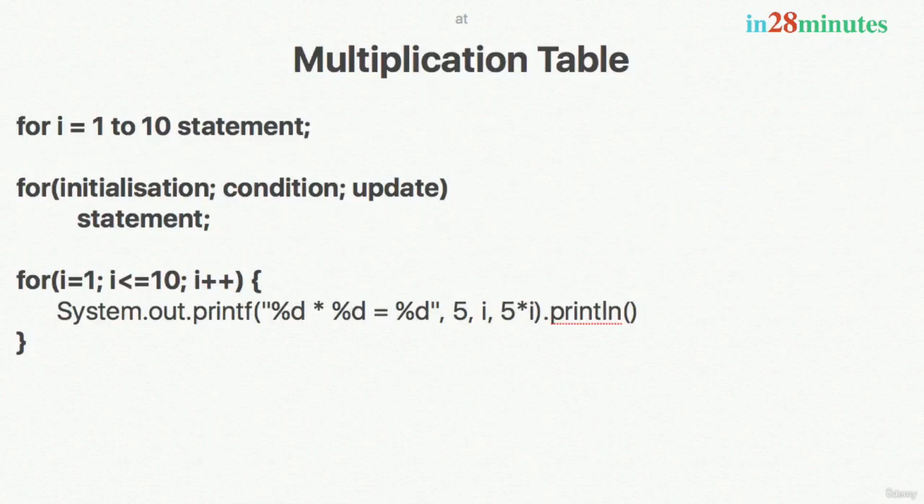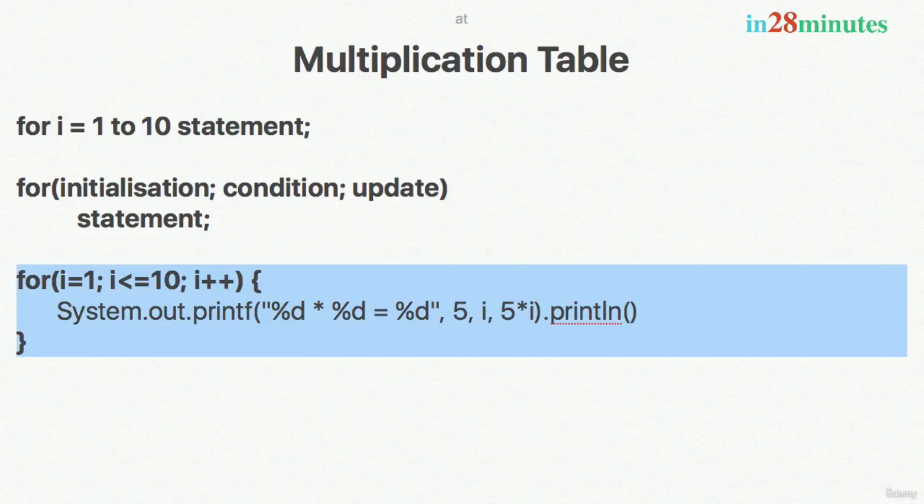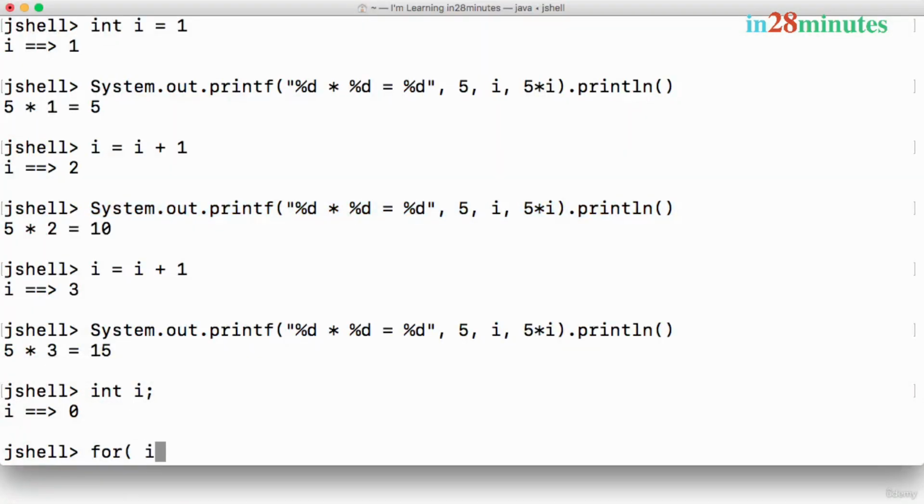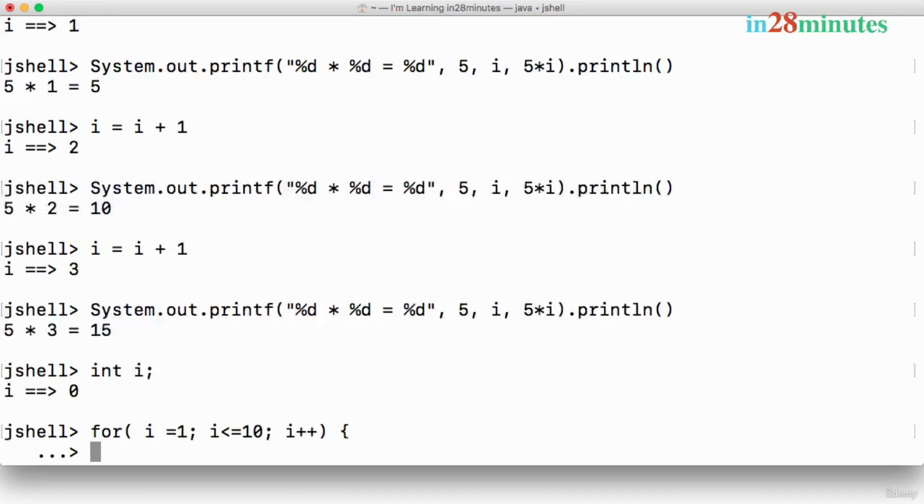Cool. So this is what we would want to do. For i equals 1, until i is less than 10, keep incrementing i and execute this statement. Let's see what would happen. Let's type it in here. For i equals 1, i less than or equal to 10, i plus plus, there should not be a space in here, and open brace.